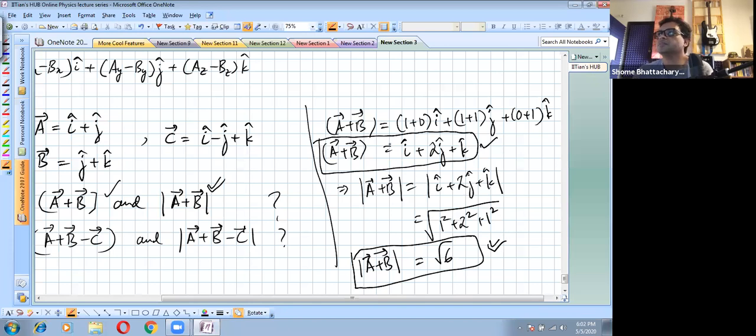See, Ax plus Bx. So A plus B is Ax plus Bx into I cap plus Ay plus By into J cap plus Az plus Bz. So now let's come back here. Ax is 1, but Bx is 0. Ay is 1, but By is 1. Okay, and Z component of A is 0, Z component of B is 1. So 0 plus 1. So that becomes I cap plus 2J cap plus K cap. So that means A plus B has an X component of 1, a Y component of 2, and a Z component of 1. So its magnitude is square root of X component square plus Y component square plus Z component square. So that's all.